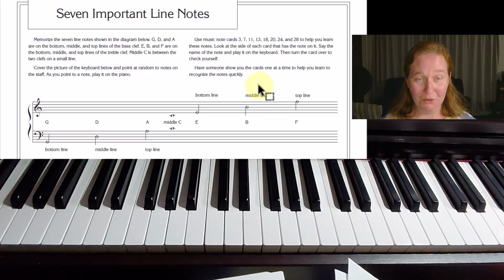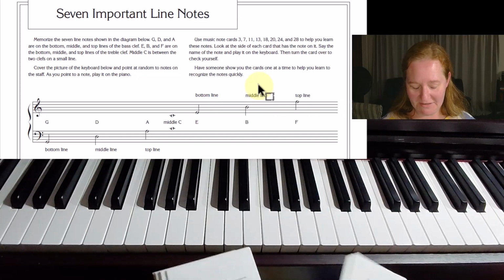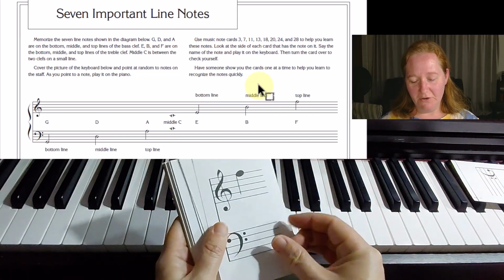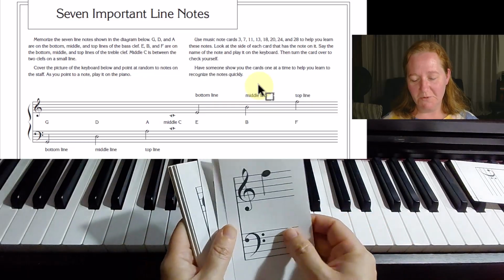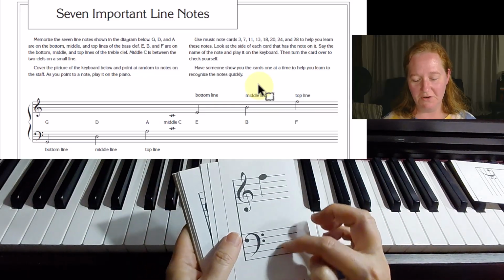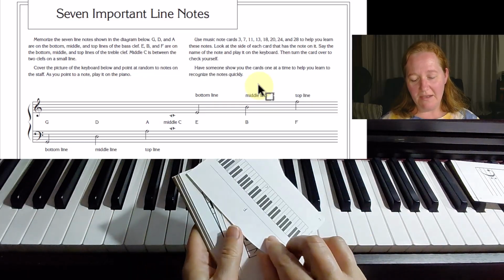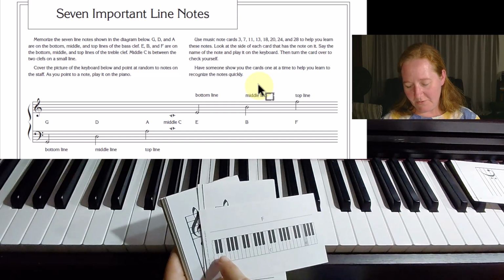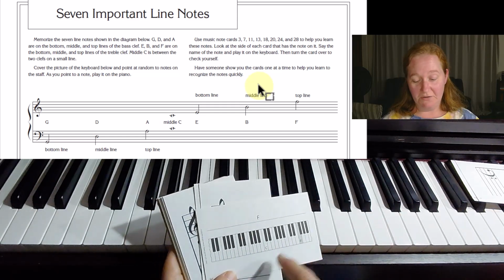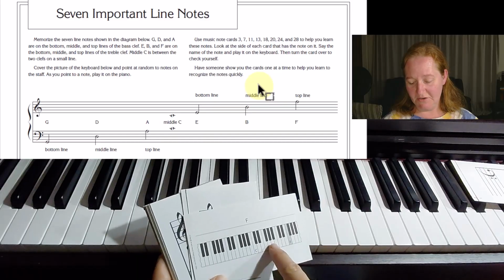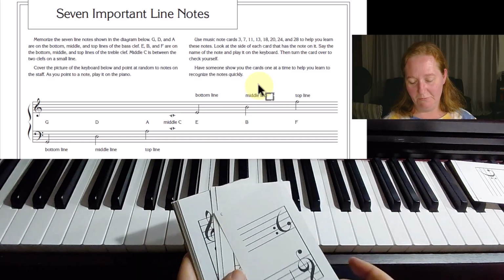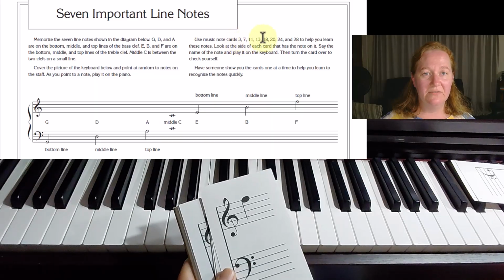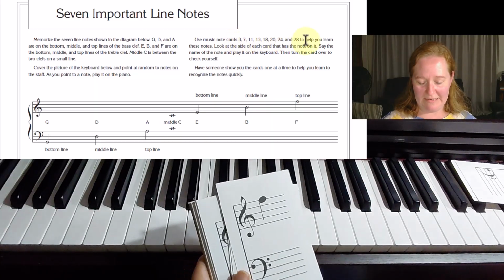I actually don't know where my set of these have gone, but these are note cards that correspond with all of the different notes on the stave. And at the back, it also shows you where this note is on the keyboard. So it'll show you where middle C is, and then you can see relative to that where this note is. They suggest using cards 3, 7, 11, 13, 18, 20, 24, and 28.